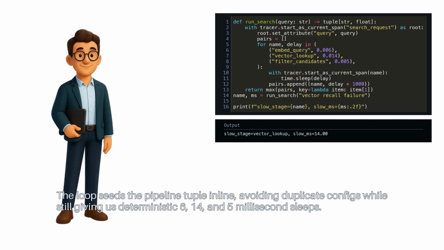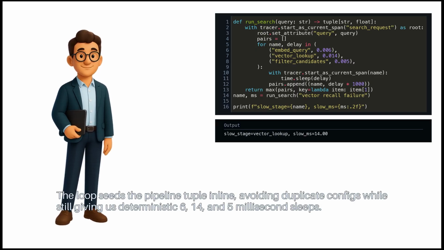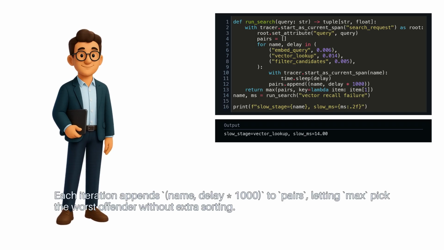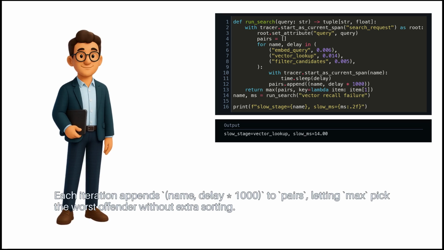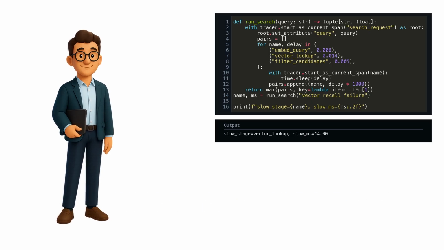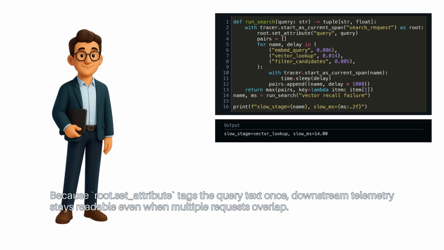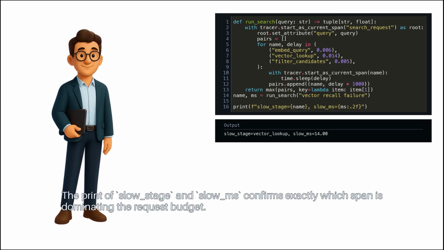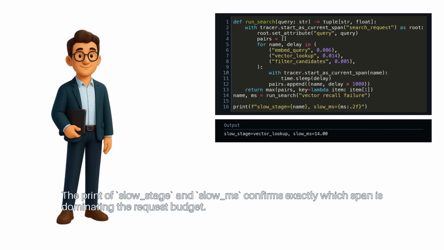The loop seeds the pipeline tuple inline, avoiding duplicate configs while still giving us deterministic 6, 14, and 5 millisecond sleeps. Each iteration appends name and delay times 1000 to pairs, letting max pick the worst offender without extra sorting. Because root.set_attribute tags the query text once, downstream telemetry stays readable, even when multiple requests overlap. The print of slow_stage and slow_ms confirms exactly which span is dominating the request budget.